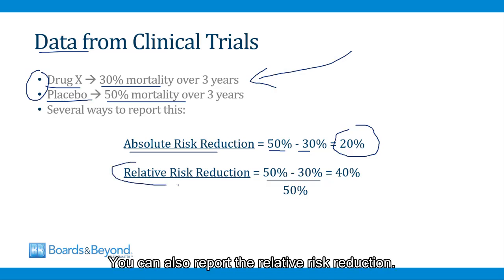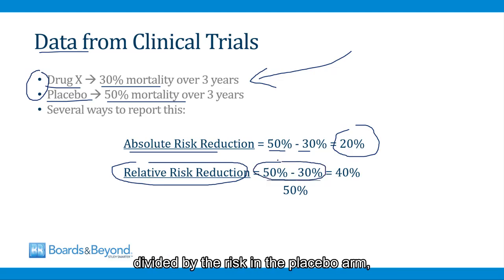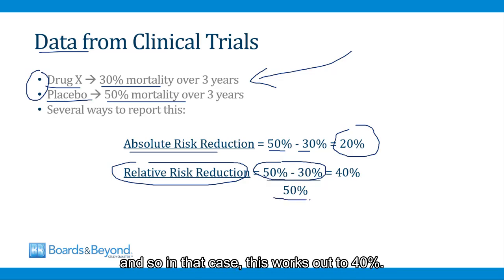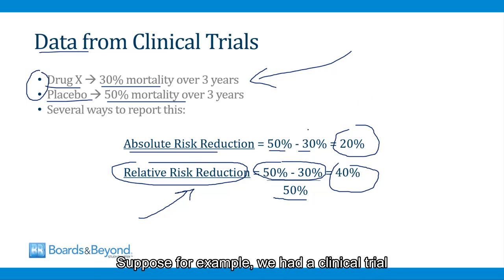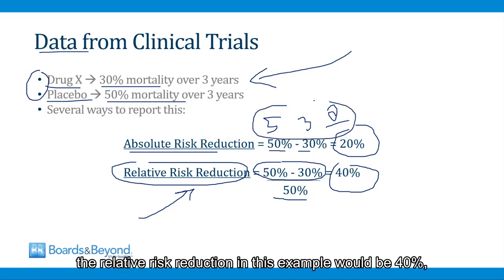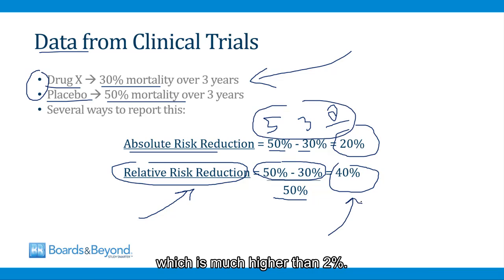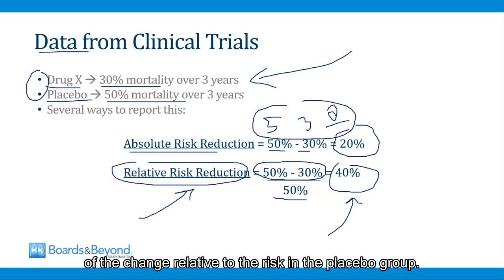You can also report the relative risk reduction. The relative risk reduction is the absolute risk reduction divided by the risk in the placebo arm. And in that case, this works out to 40%. And in many cases, the relative risk reduction is larger than the absolute risk reduction. Suppose, for example, we had a clinical trial where the absolute risk reduction was 5% minus 3%, or only 2%. That's a very small number. But if you do the math, the relative risk reduction in this example would be 40%, which is much higher than 2%. And because the number is bigger, people like to report it to give an idea of the magnitude of the change relative to the risk in the placebo group.